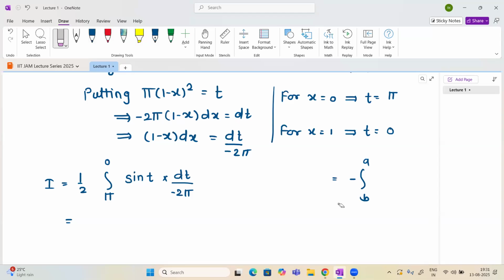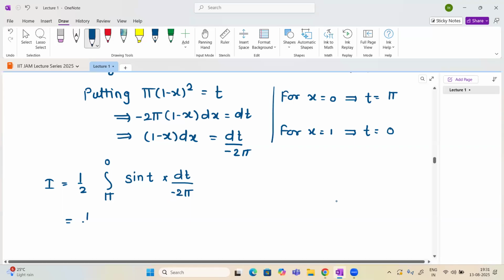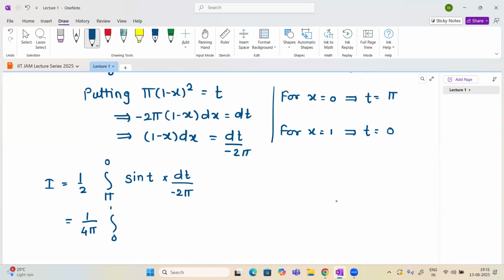Yes, sir. Properties of definite integral. I will do the same, but fortunately we already have a minus sign here, so minus and minus will cancel. Very good. So 2 pi I'm taking outside, so it is 4 pi. So it will be 0 to pi sine t dt.